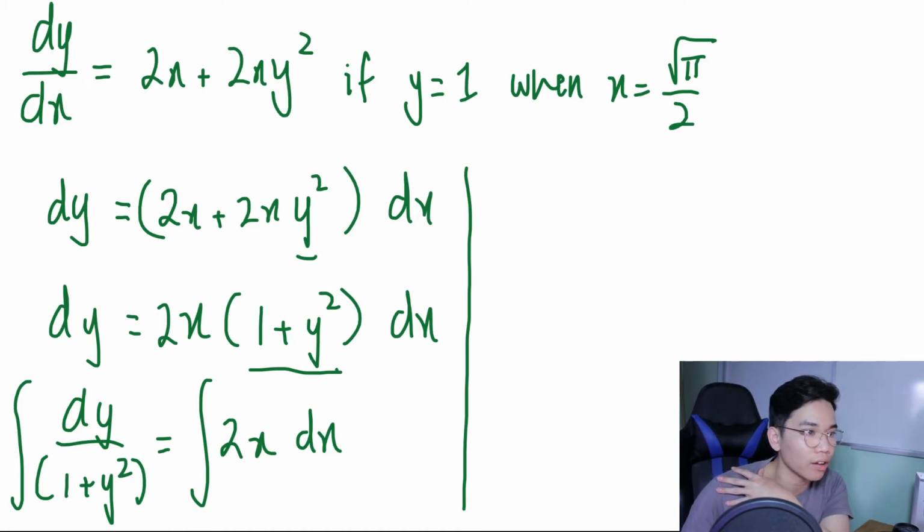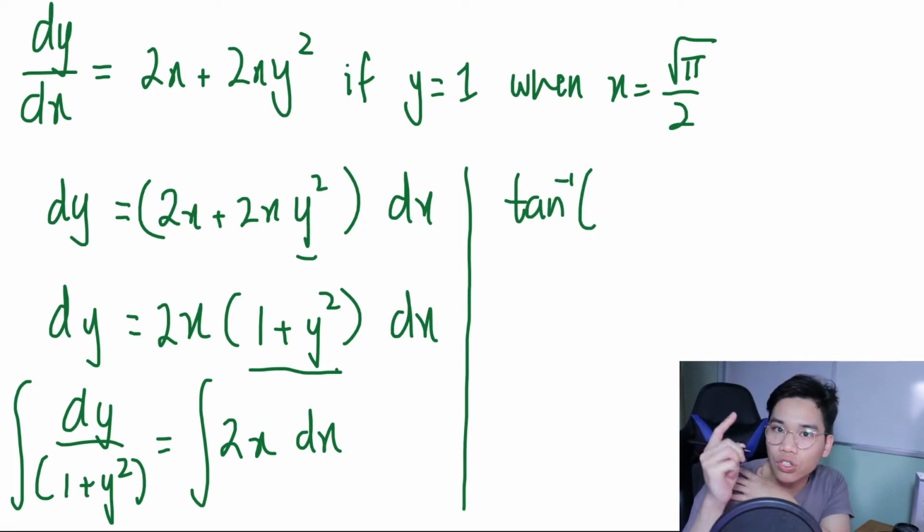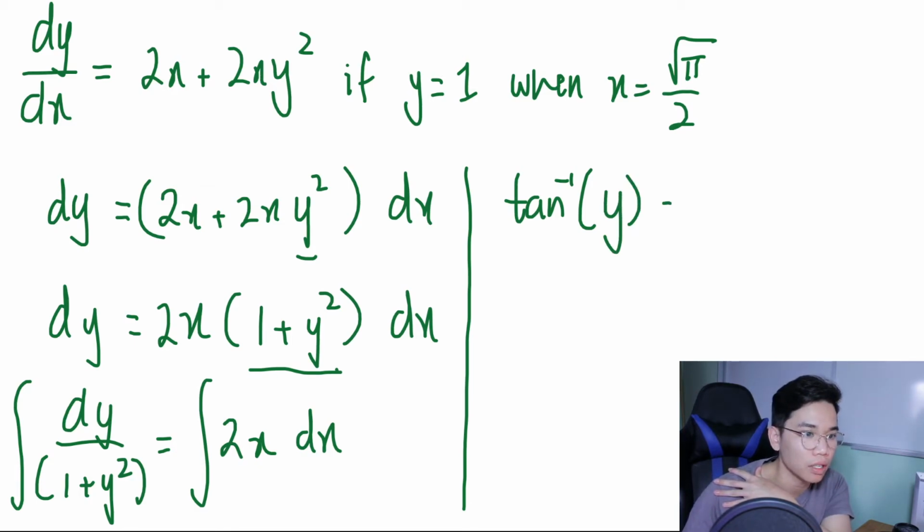So on the left-hand side, you're going to end up with tan inverse. If you just check your reference sheet, that should be a pretty easy integration. Tan inverse of y plus c. Now just notice, I'm going to call this C1 just for now. This is not something that you're going to do every single time, but since we're going through a bit of revision here, I'll leave it as C1.